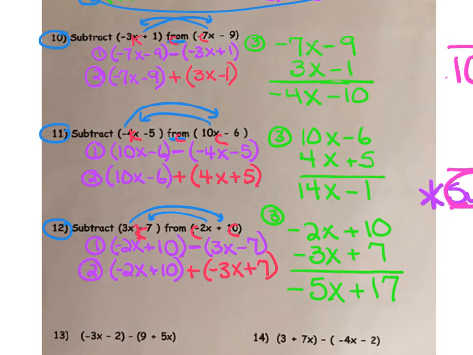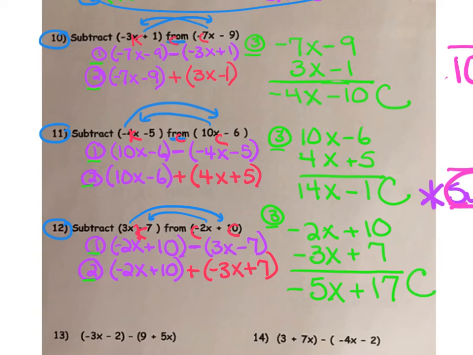Let's compare your answers to my answers. Make sure you have the 3-step process clearly laid out on your page. This is required every time you do a problem like these problems. You should have gotten for number 10, negative 4x minus 10. Give yourself a C. For number 11, 14x minus 1. And for number 12, you should have gotten negative 5x plus 17.